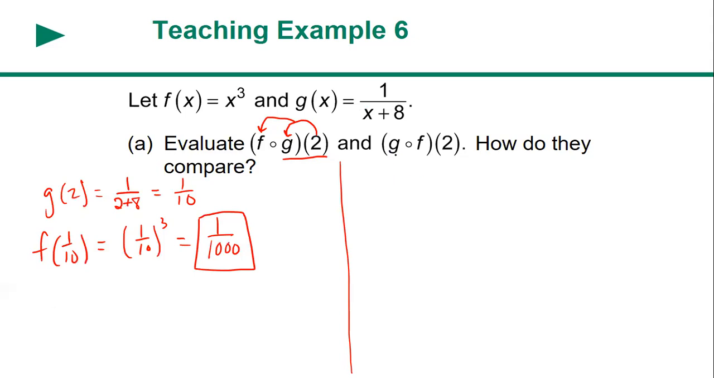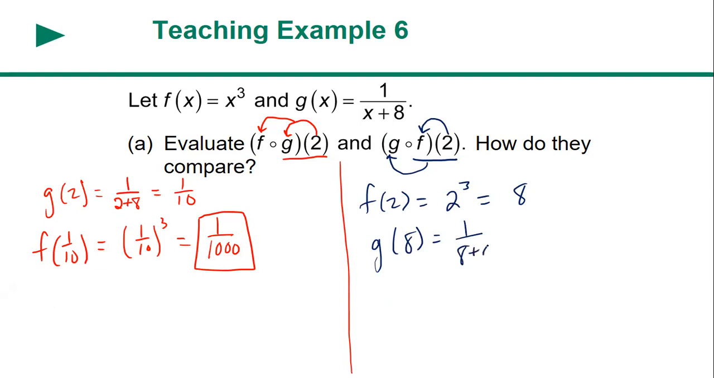It also can be written this way. Again, you work your way from the inside. So this time I'm plugging 2 into F, and then the result of that, I'm going to plug into G. So we're going to find F of 2 first. That gives us 2 to the third. What is 2 to the third? 8. Now I'm going to take that output and put it into G of 8. So we get 1/8 plus 8 equals 1/16 is our final output.